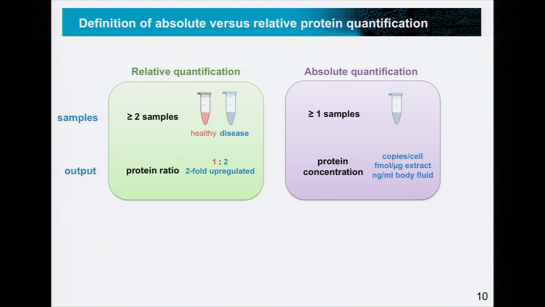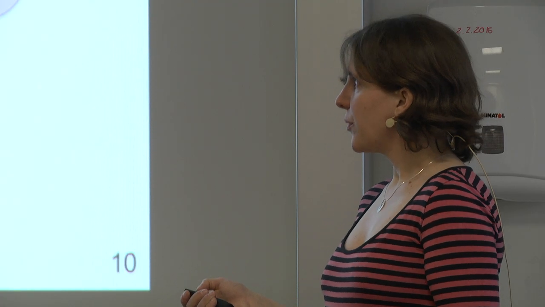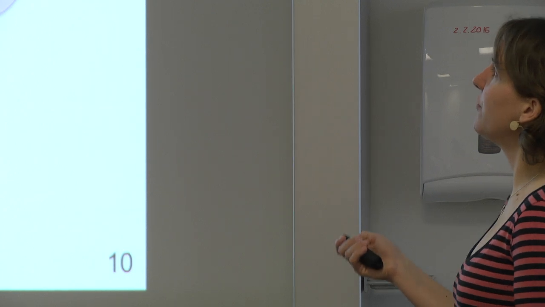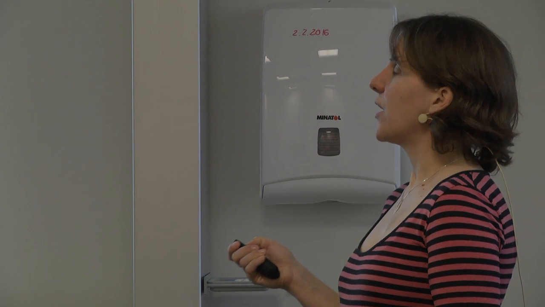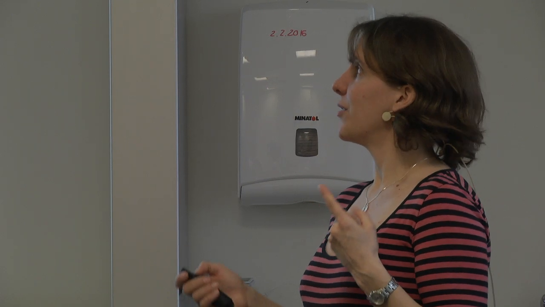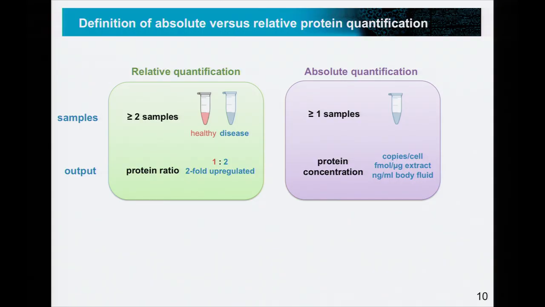So you want to tell at the end of your measurement whether a certain protein or PTM is up or down or not regulated between these 2 or several samples that you have. In absolute protein quantification, the situation is different. You can also do absolute quantification with just a single sample. You cannot do relative quantification with just a single sample. And the output that you want to achieve is always a protein concentration value.